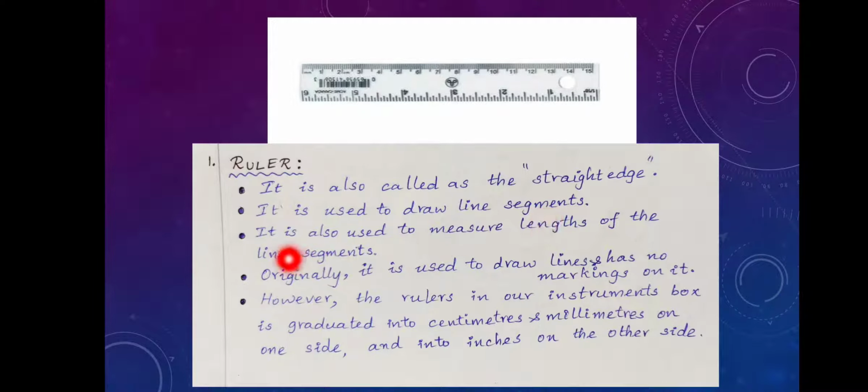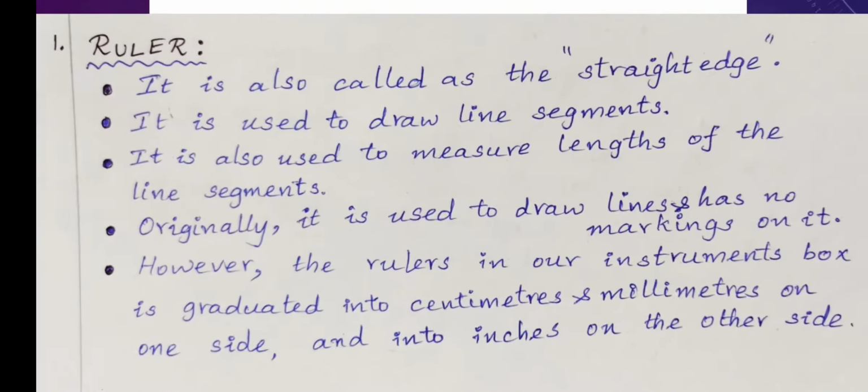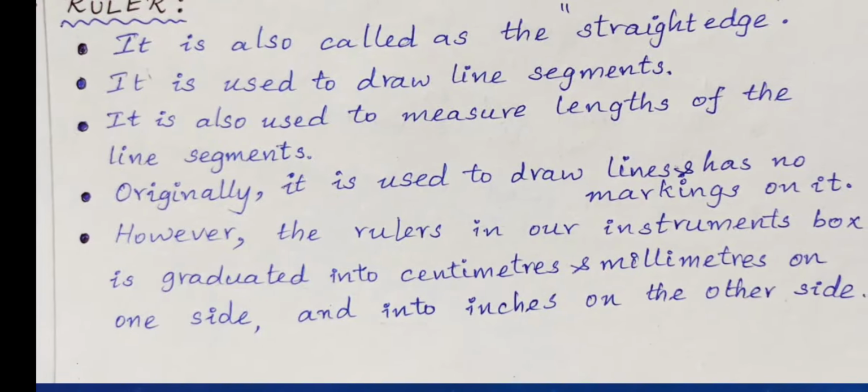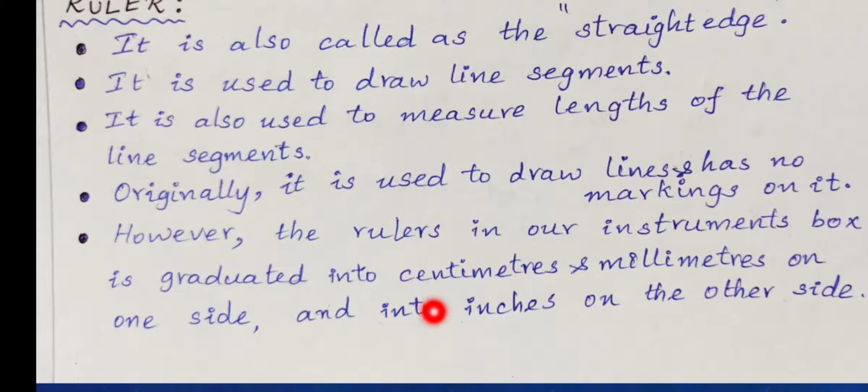It is also used to measure lengths of line segments. Originally, it is used to draw lines and the ruler has no markings on it. Later, however, the rulers in our instrument box are graduated into centimeters and millimeters on one side, and into inches on the other side.